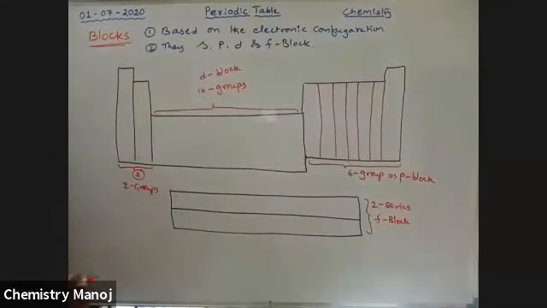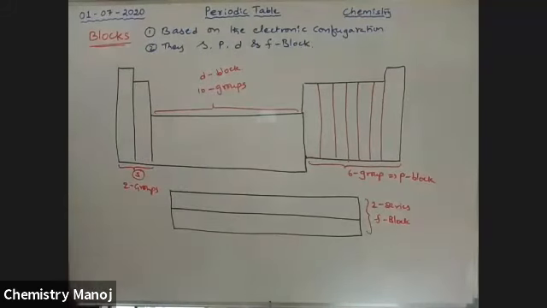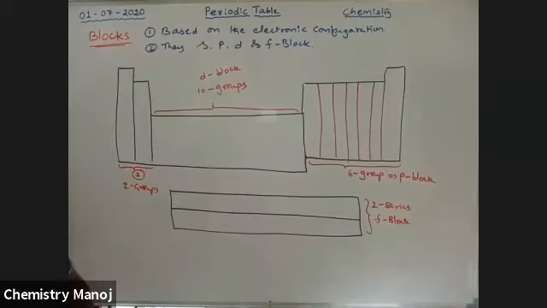All s, p, d, and f are small letters, my dear boys. Don't use capital letters. So these are the actual positions of our block elements. Based on which concept are these going to be divided? It is nothing but electronic configuration. Now, s block contains 2 groups.